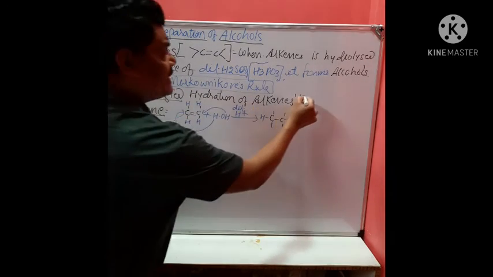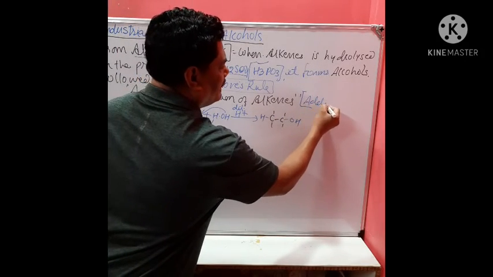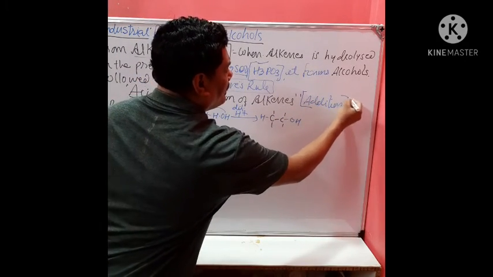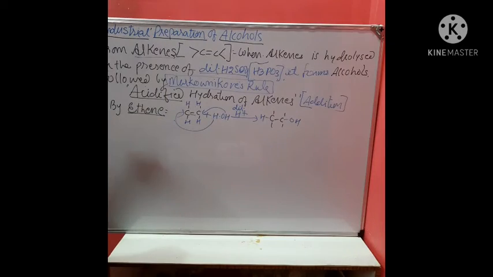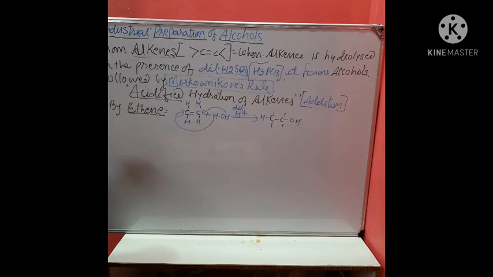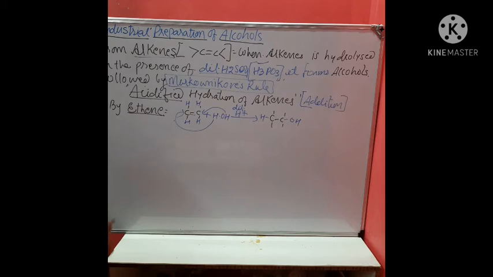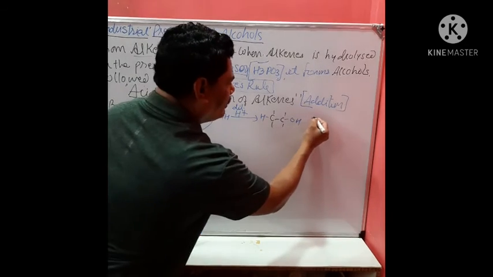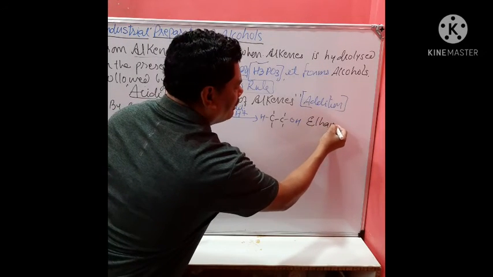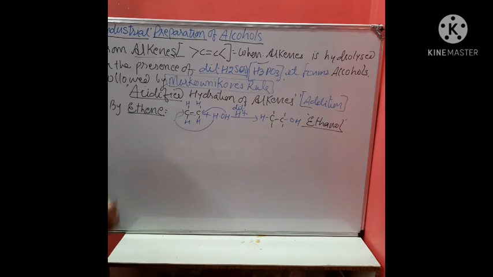This is called an addition reaction. Why is this called an addition reaction? Because simply addition of water takes place in the ethene. Ethene is a double bond containing compound. We know that a double bond containing compound easily gives addition reaction. So this reaction is also an example of addition reaction. Now here we obtain ethanol. But student, the most important thing is the mechanism.